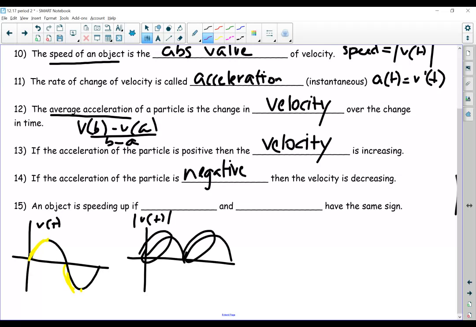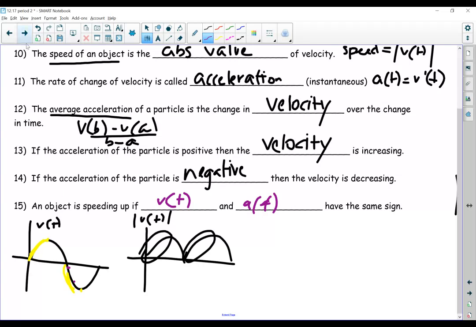If velocity is positive, I'm just going to put v of t, and acceleration is positive, then my particle is speeding up. Likewise, if velocity is negative and the acceleration is negative, then we are also speeding up. So anytime velocity and acceleration have the same sign at that value of t, then we would say the object is speeding up. If they had opposite signs, it would be slowing down.